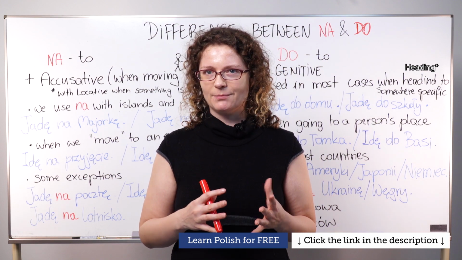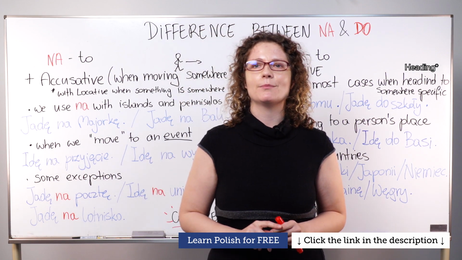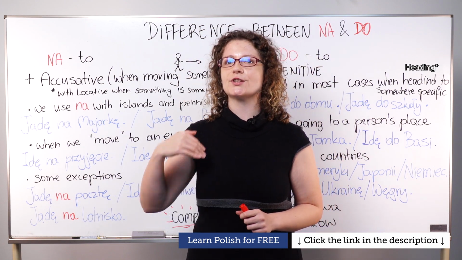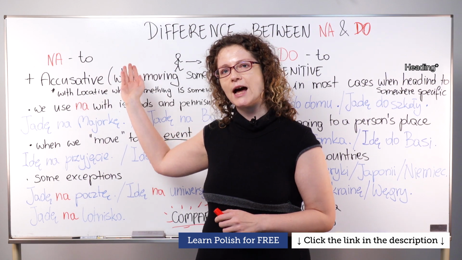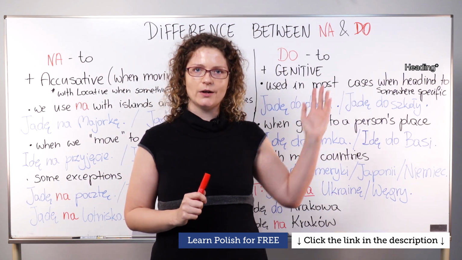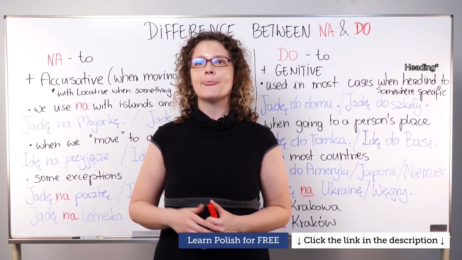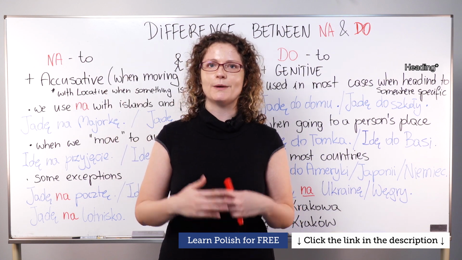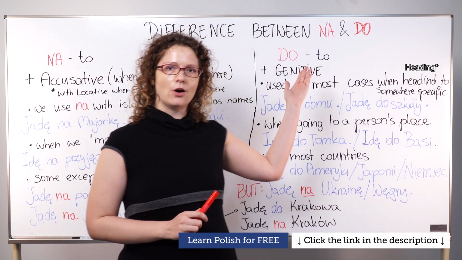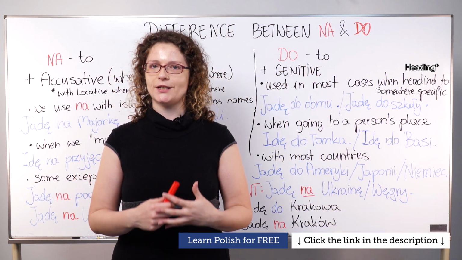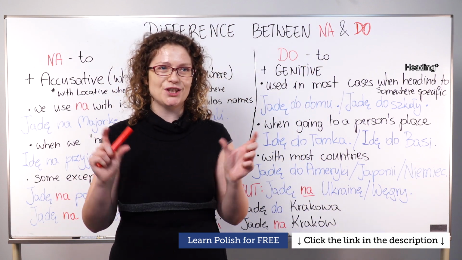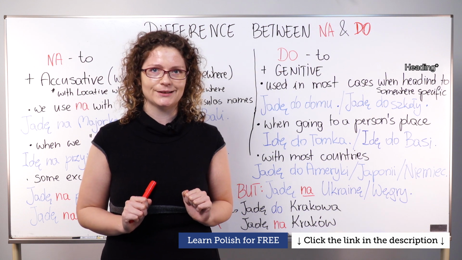And let's just wrap it up again. So one more time, we have two dynamic prepositions when we move somewhere, and this is na and this is do, and both are translated as to into English. Na is followed by accusative case. Do is followed by genitive case. This just means that you need to change the noun after that.